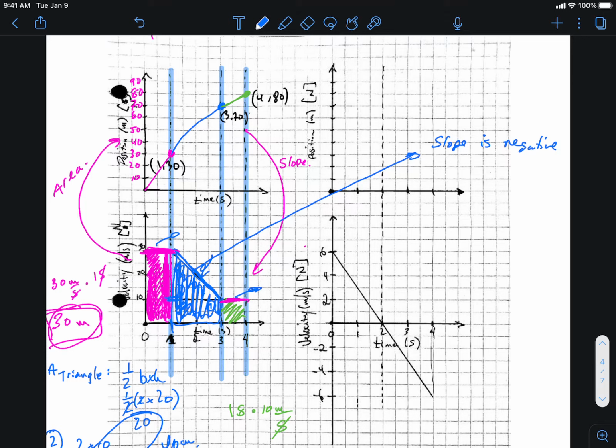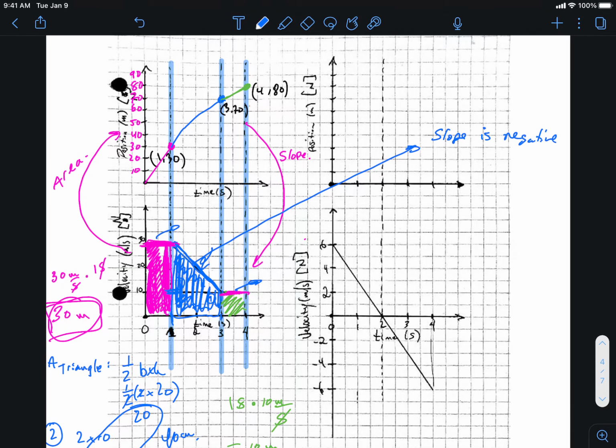That sets us up for this afternoon, where we're going to have an acceleration versus time graph. You guys will see what that looks like.